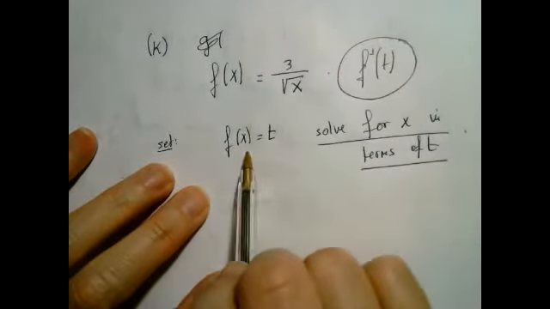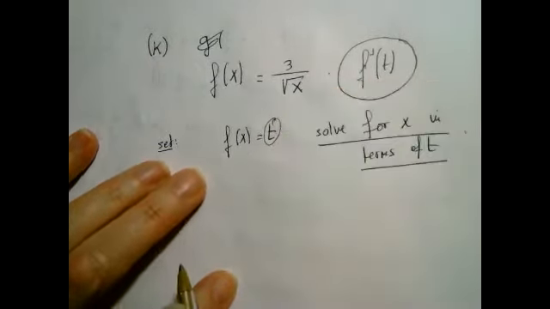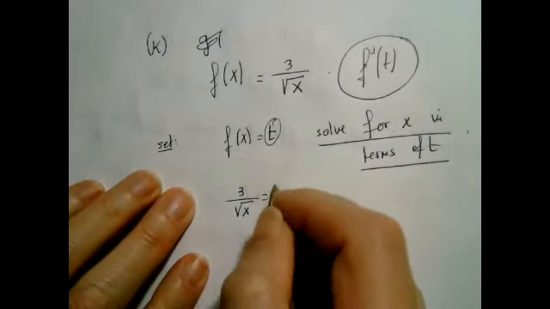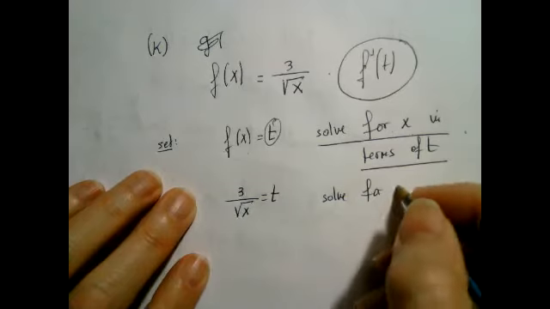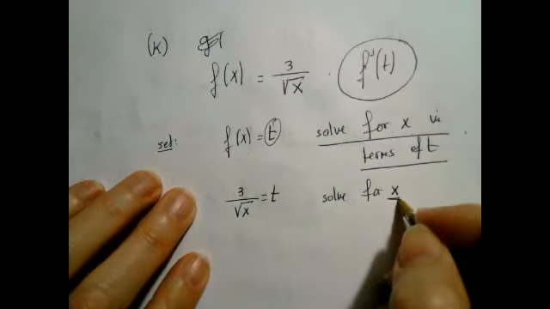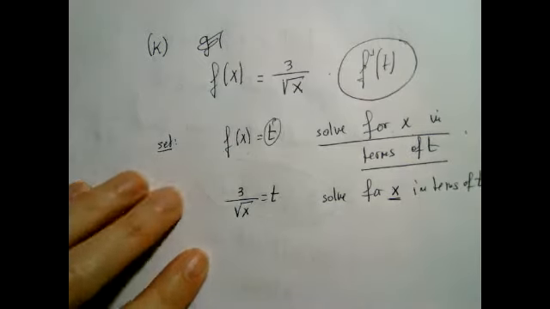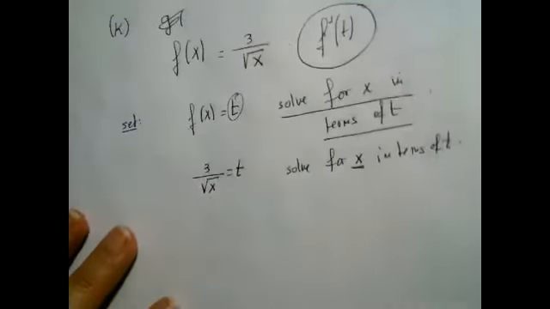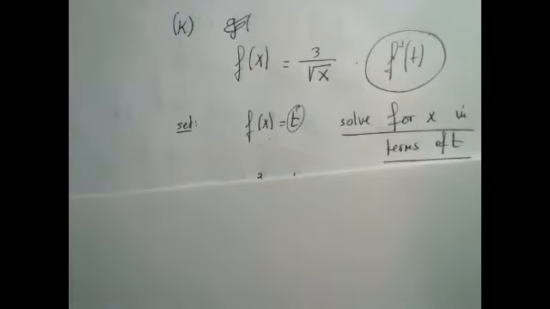Okay, so we're gonna set f of x equal to t and solve for x. So this is my known and this is my unknown. That means we're gonna set 3 over root x equal to t, and we're gonna solve for x. So that's what I'm after in terms of t. Since nobody gave me any answer, I'm gonna take a scratch piece of paper and ask you the following question, and then I'll get back to this.